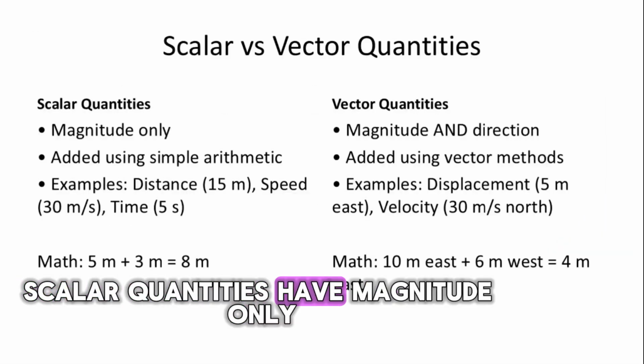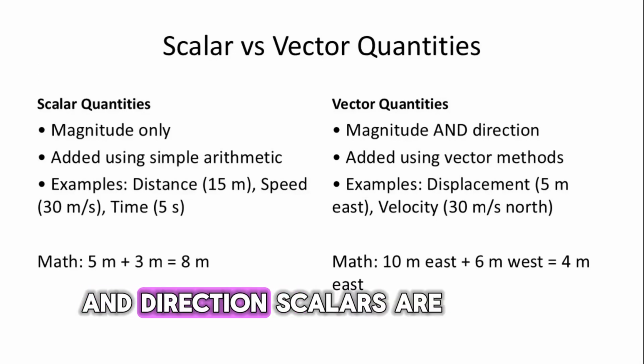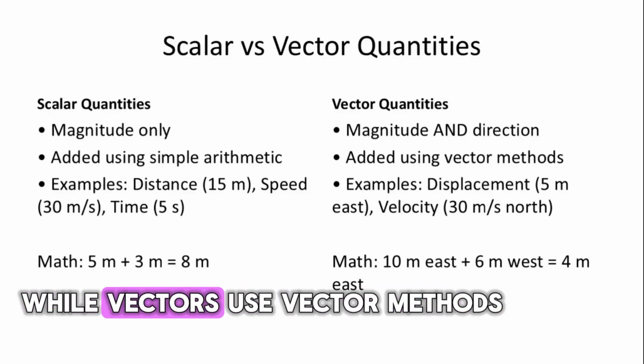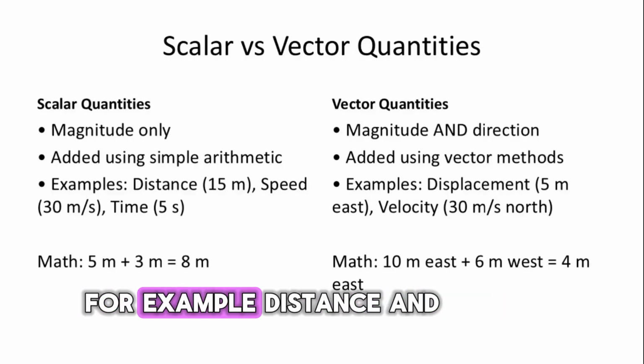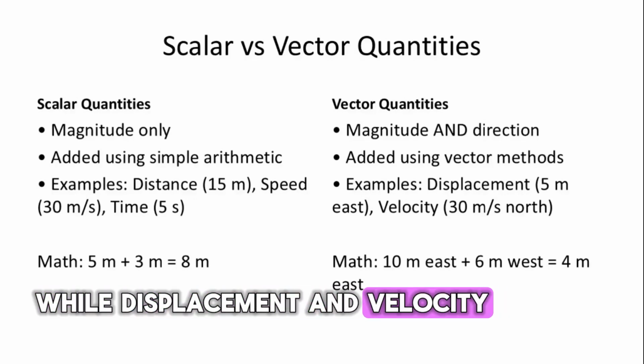Scalar quantities have magnitude only, while vector quantities have both magnitude and direction. Scalars are added using simple arithmetic, while vectors use vector methods. For example, distance and speed are scalars, while displacement and velocity are vectors.